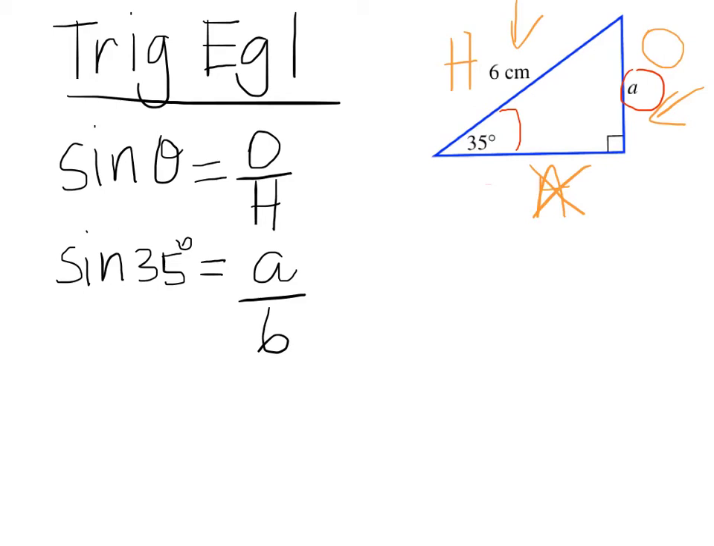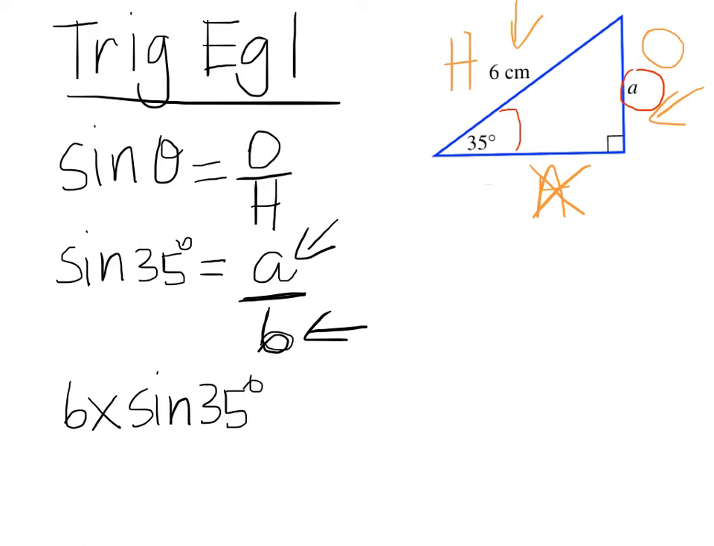Okay, so what we want to do, we want to isolate the A. So we're going to get rid of this 6 and we're going to move it to the other side of the equation. We're dividing by 6, so when we move the 6 to the other side of the equation, we must multiply. So we're going to have 6 times sine 35. Now I always like to put it out the front rather than putting it behind. And complete that, equals A.